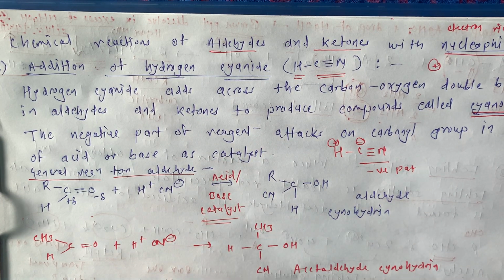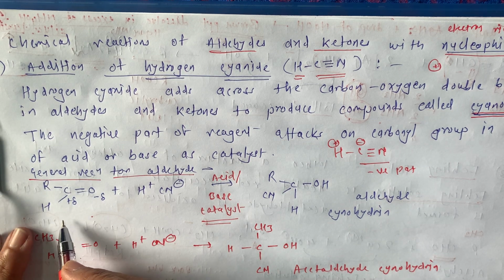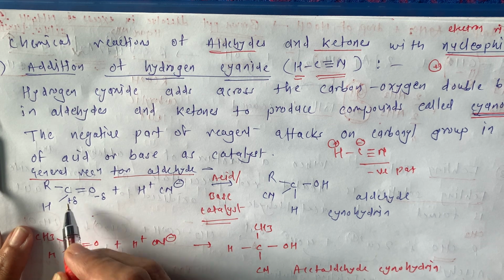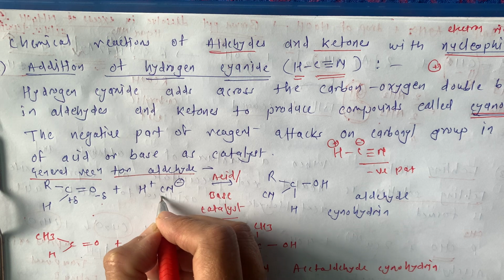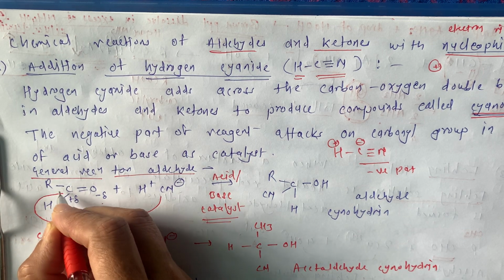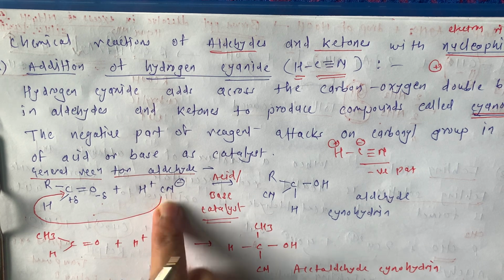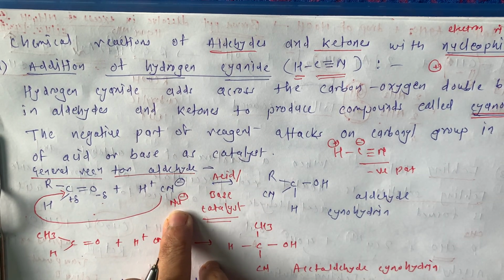So what is going to happen? See here. For example, we have taken an aldehyde, R C double bond O H. We know this is partial positive charge, this is partial negative charge. So now this negative part is going to attack on this carbonyl carbon. This is carbonyl carbon. This is our nucleophile.